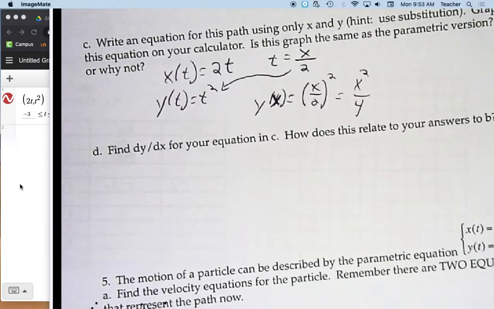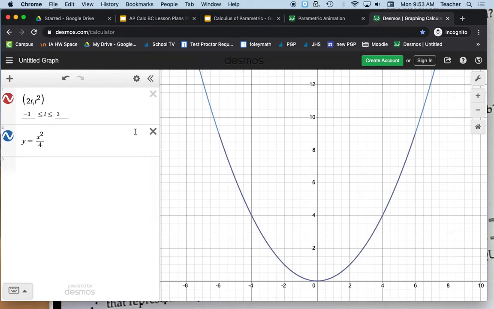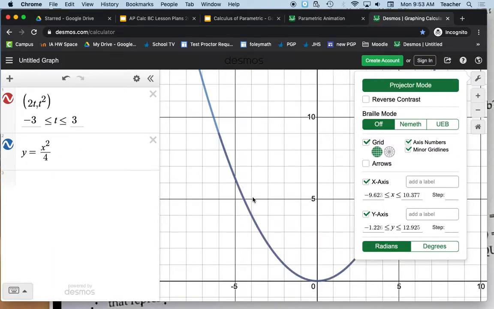And sort of the nice thing about Desmos is I can graph both formats at the same time. And so if I graph y equals x squared over 4, I see that I'm getting that exact same graph. And of course the red graph does stop because I only did some t values, but it would keep following this parabola if I kept going on that.